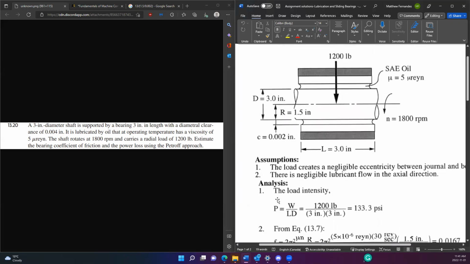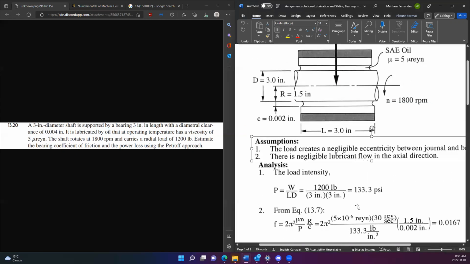Let's go to the analysis. Let's calculate our load intensity. That's P equals W over LD. The way I like to think about this is that you have a force going on down here, and you want to see how intense that load is around this shaft. So you take your diameter and your length, and you're spreading the load across that whole area when you multiply these two values. So it's 1,200 pounds over this area: 1,200 divided by 3 times 3, which gives you 133.3 psi.